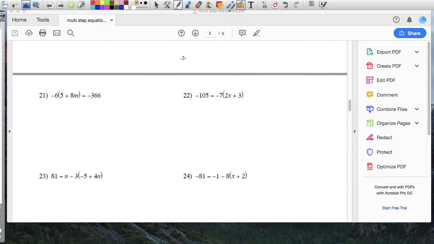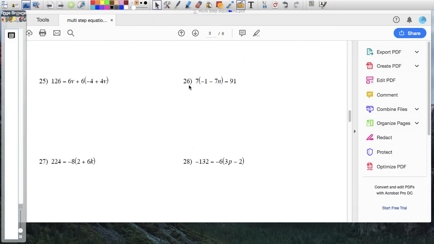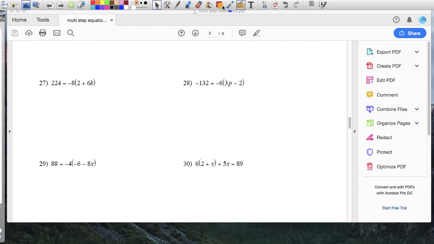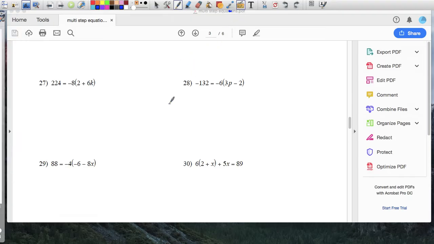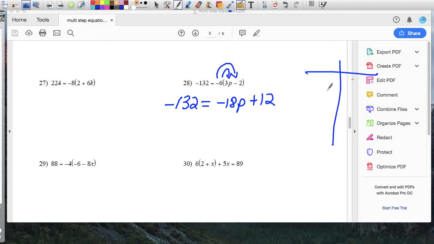That was 21, and then we have to do 28. 28 is the same. Now you're looking at distributive property. Negative 132 equals negative times a positive is a negative. Negative times a negative is going to be positive. Our story looks like this. Variable p multiplied by negative 18 plus 12 equals negative 132. So this side reflects our equation here.